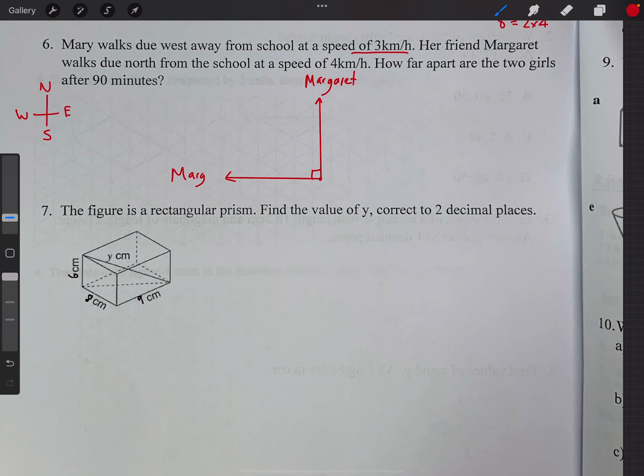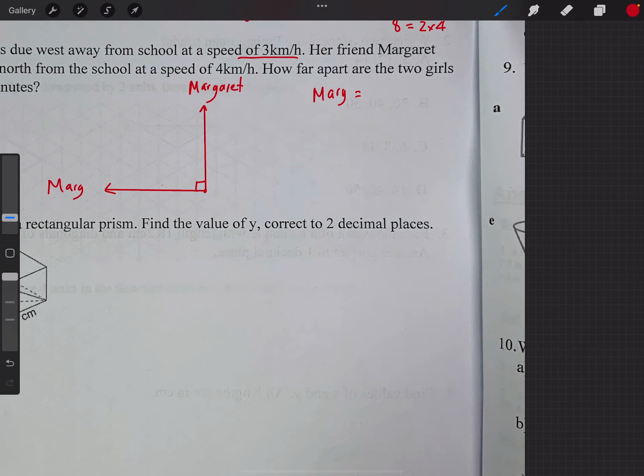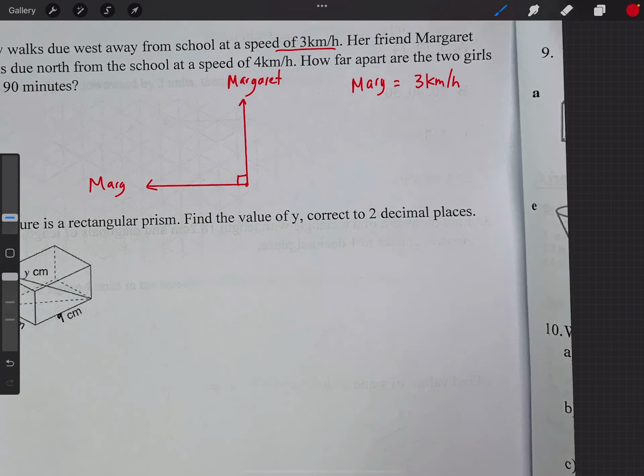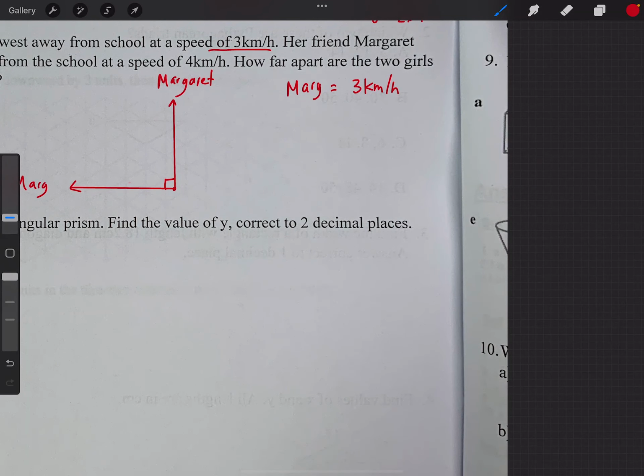How far apart are the two girls after 90 minutes? Let's have a look at Mary first. She goes at a speed of 3 kilometers an hour, and 90 minutes is 1.5 hours. To find the distance she traveled, distance is equal to speed times time. That's 3 kilometers an hour times 1.5 hours, which gives you 4.5 kilometers.